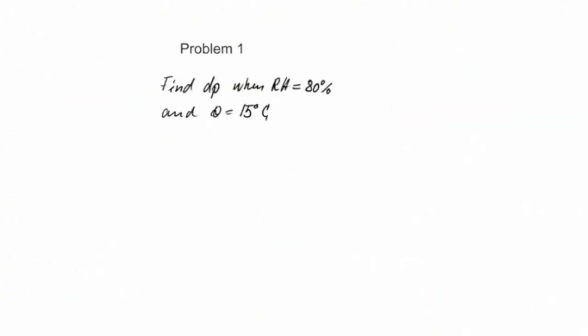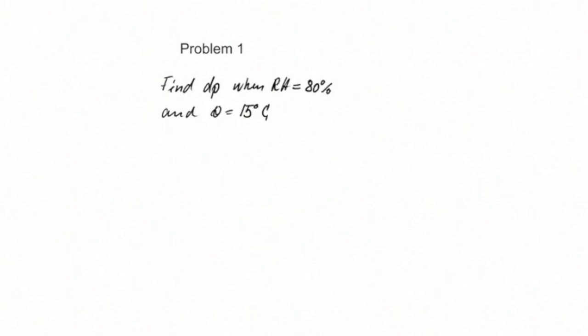As always, we start with writing up the problem, and the most important information given in the problem is: find dew point when relative humidity is 80%, temperature is 15 degrees Celsius.